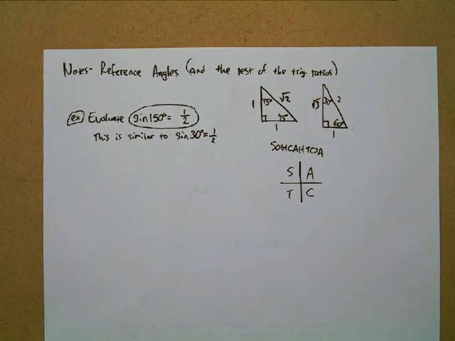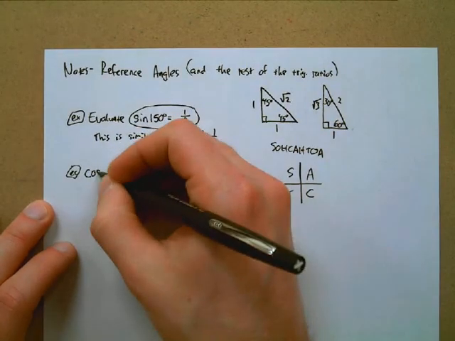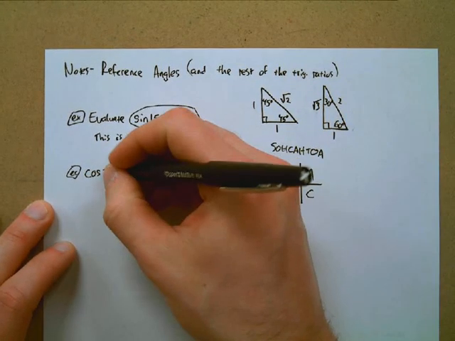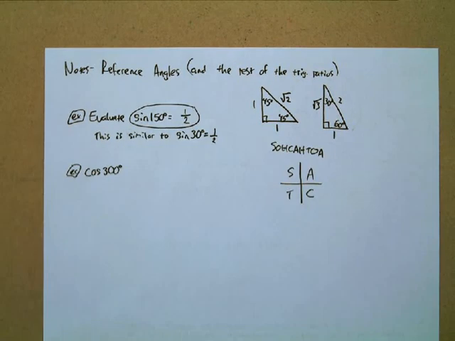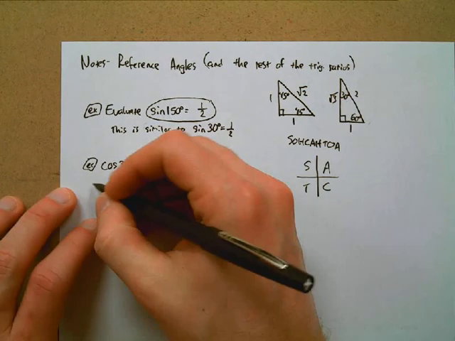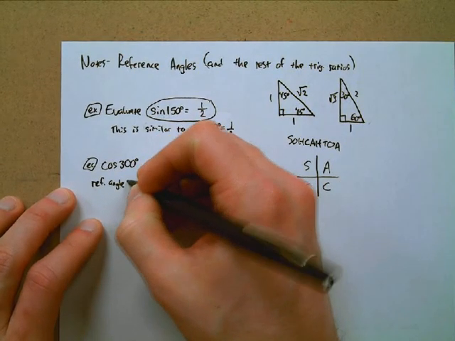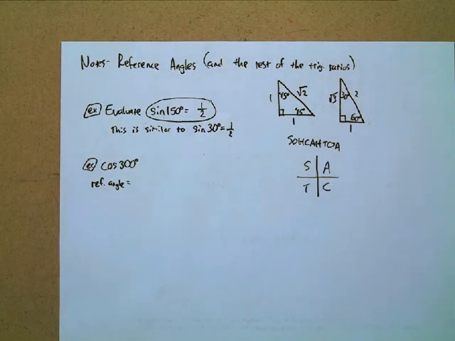Okay, let's try another one here. So let's find cosine of 300 degrees. Cosine of 300 degrees. So again, it's important for us to identify here what is the reference angle. That is, the smallest angle that takes us back to the x-axis, I guess I'll say.